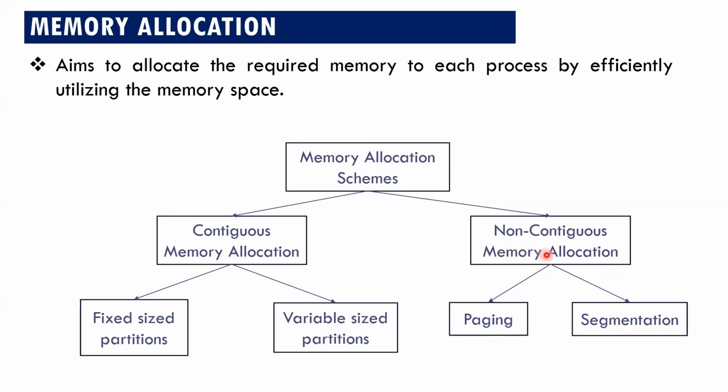On the other hand, we have non-contiguous memory allocation, where each process is not allocated a contiguous set of memory locations. Instead, the memory of each process is scattered across different parts of the main memory. We have two different techniques for implementing non-contiguous memory allocation. One is called paging and the other one is called segmentation. In this session, we are going to focus on contiguous memory allocation.